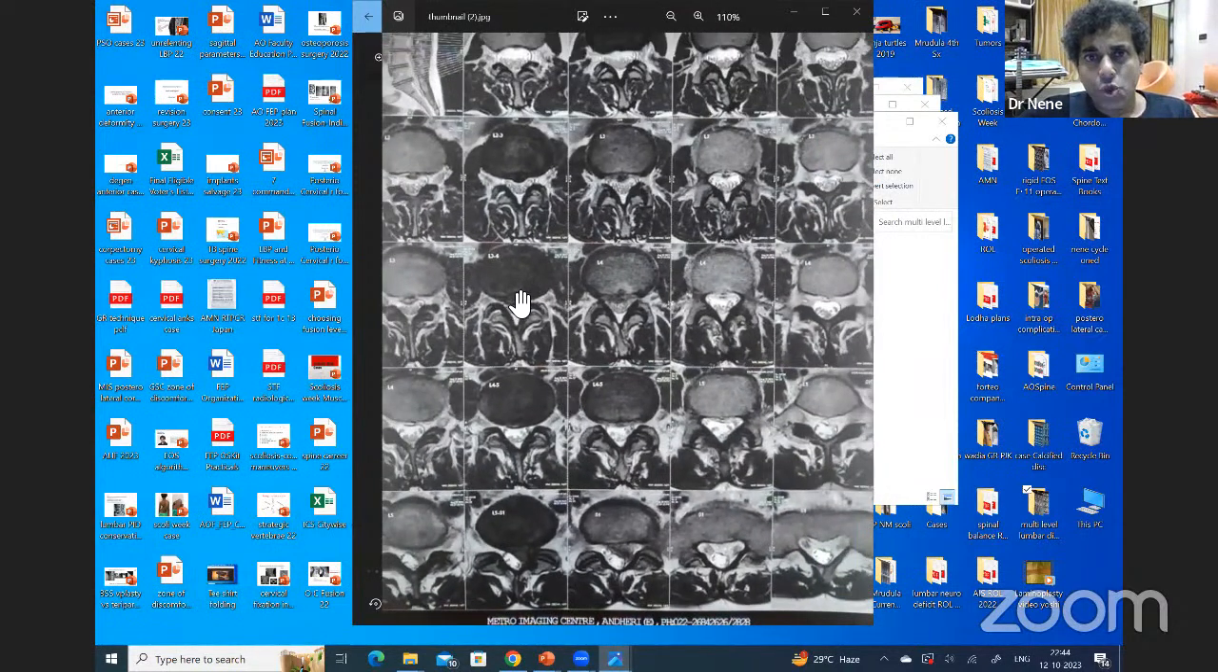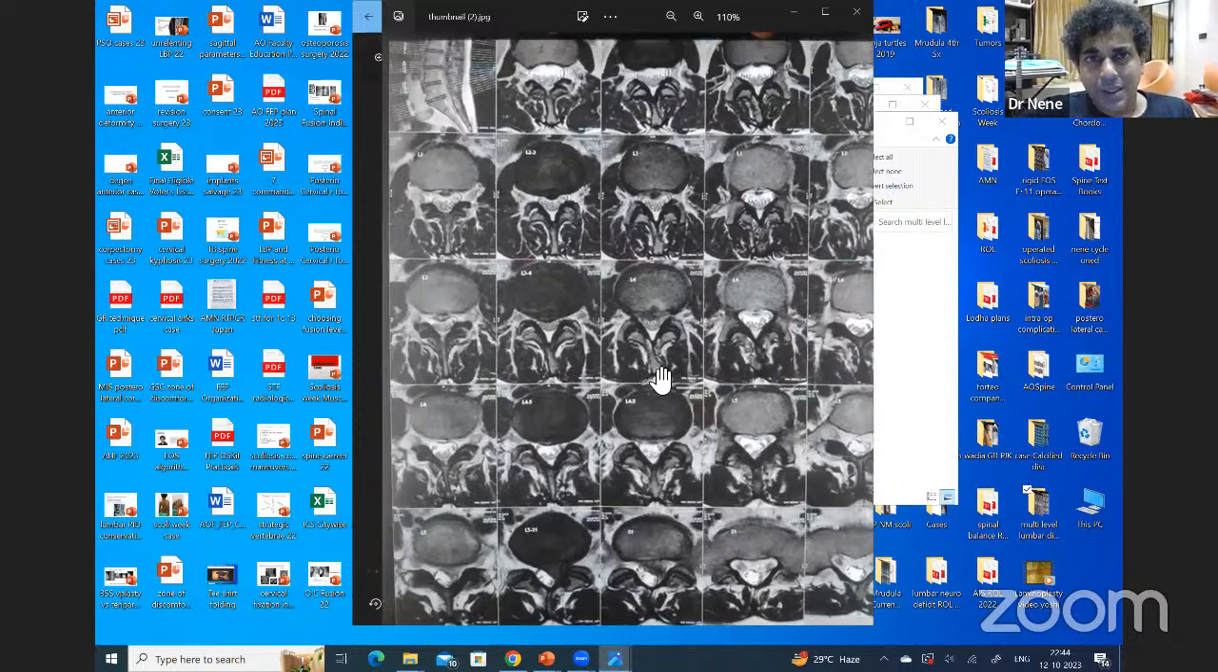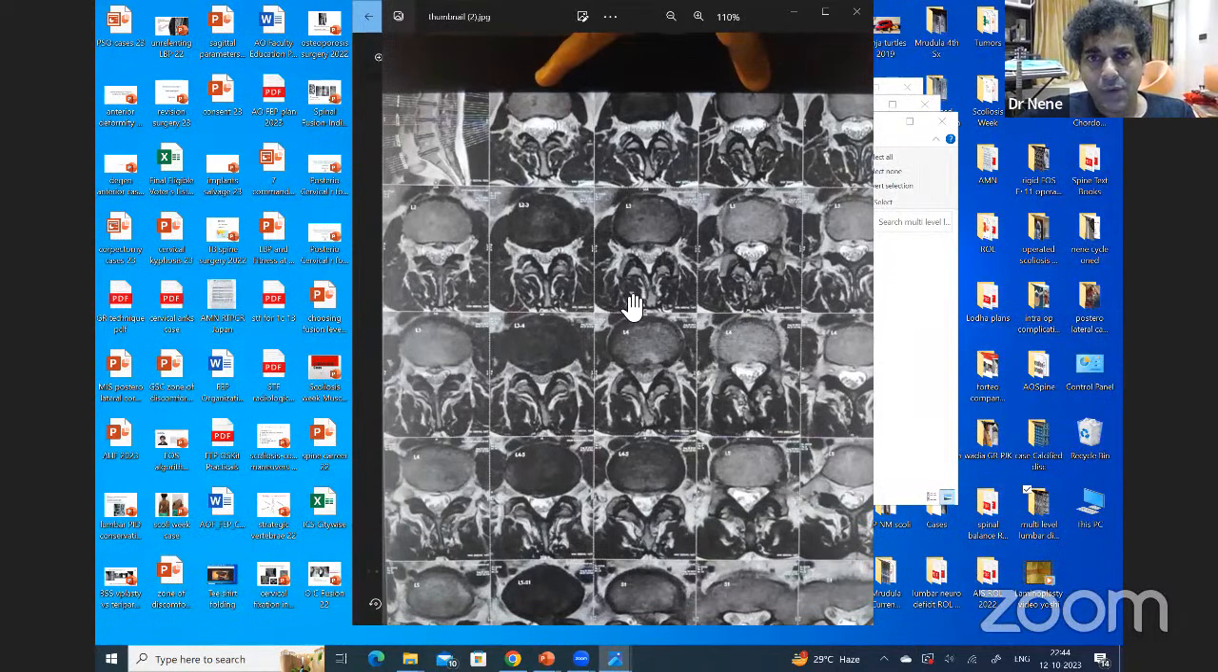Okay, there is an extrusion here, as you can see. There's an extrusion up here. Some of the cuts have been missed, but this also is an extruded fragment. I don't know if you can see it. This is an extruded fragment.